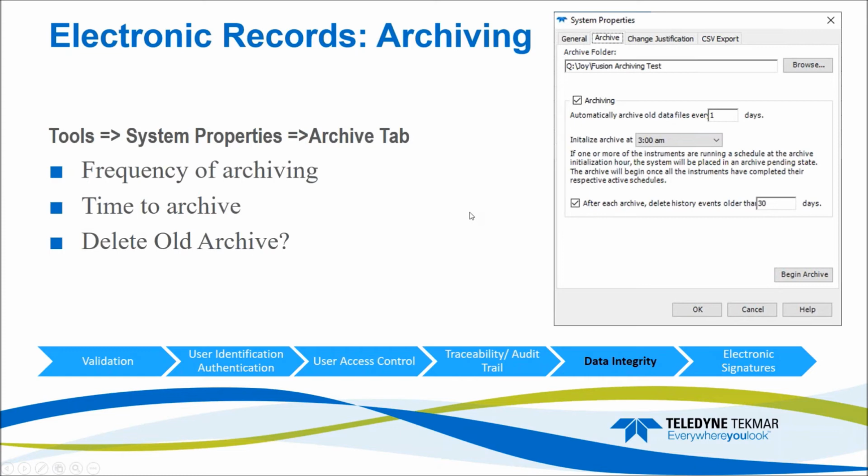Again, maybe you only want to keep so much on the local drive, so you move that over to something with more space, and then you delete that, that kind of stuff. You can also just manually archive by clicking Begin Archive. And every time you archive, it is date and time stamped by who did it, all that kind of stuff.